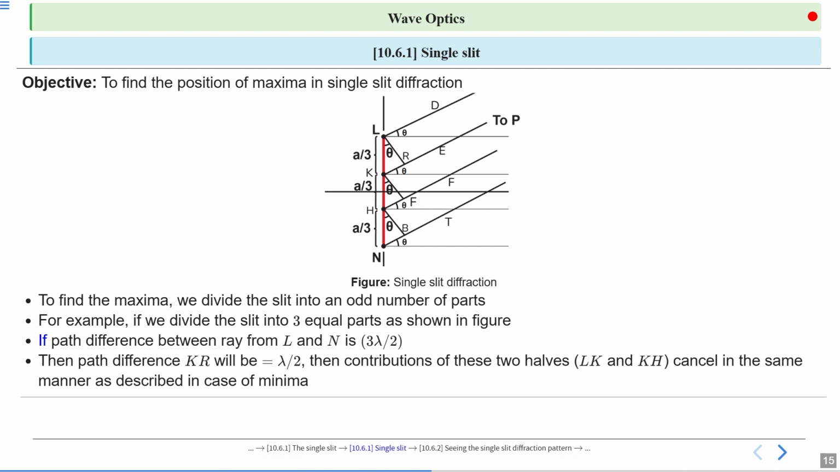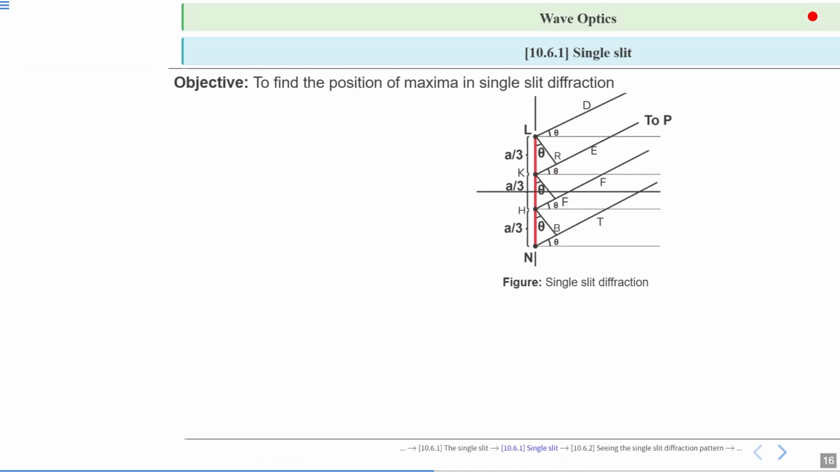As we have seen in the case of minima, if the path difference between the wavelets originating from two sections is lambda by 2, they interfere destructively. So understanding this cancellation helps us predict where the bright fringe or maxima will appear in the diffraction pattern.